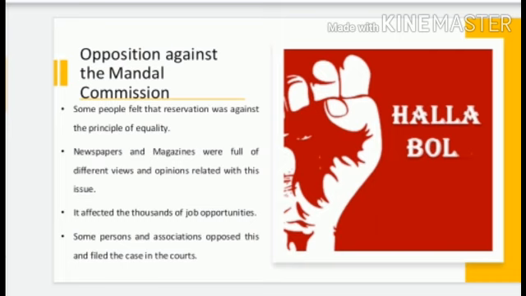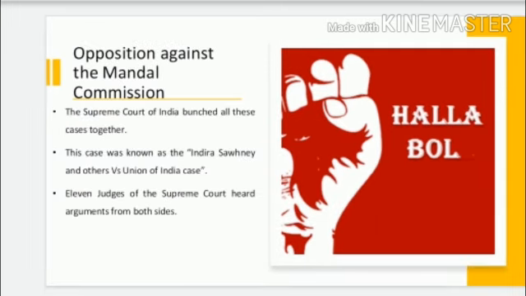Now, opposition against the Mandal Commission report. Some people felt that reservation was against the principle of equality. Newspapers and magazines were full of different views and opinions related to this issue. It affected thousands of job opportunities. Some persons and associations opposed this and filed cases in the courts. The Supreme Court of India bunched all these cases together. This case was known as the Indira Sawhney and others versus Union of India case. 11 judges of the Supreme Court heard arguments from both sides.